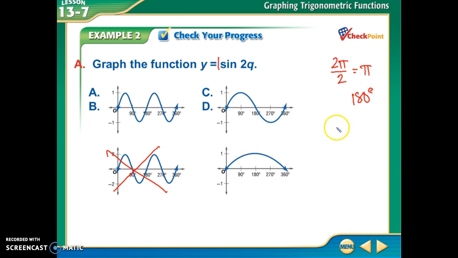All right, so that means it does one complete cycle in 180 degrees. So this one's out because there's 180. Here's 180, that one's out. Here's 180, and there's my full cycle.